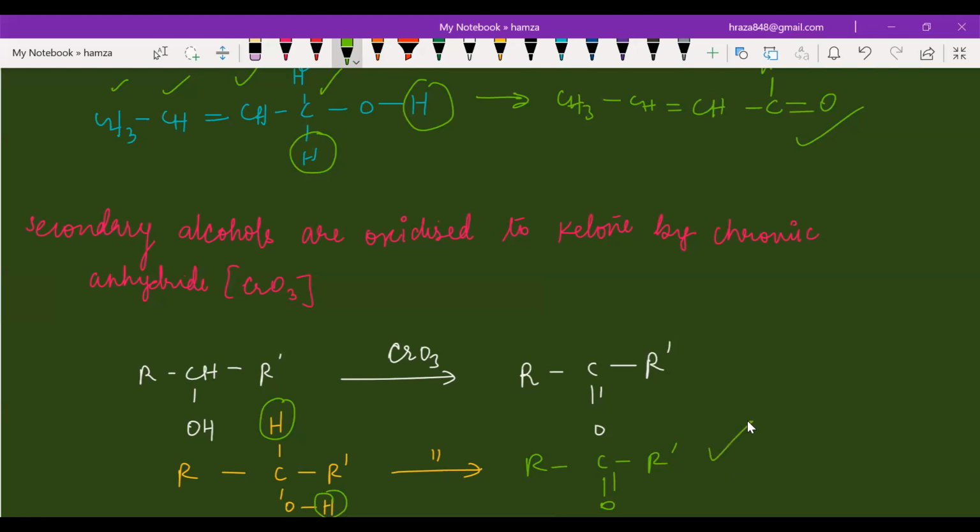So this is how we are going to prepare ketone from secondary alcohols. If you oxidize secondary alcohols, they will be converted into ketone. If you oxidize primary alcohol, it will be converted into aldehyde. But if you take tertiary alcohol, it cannot be oxidized, but first it will be broken into two parts.